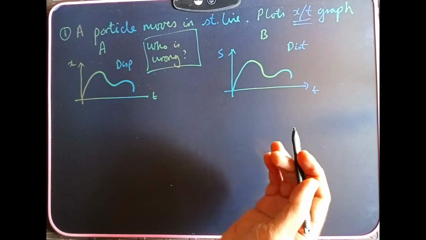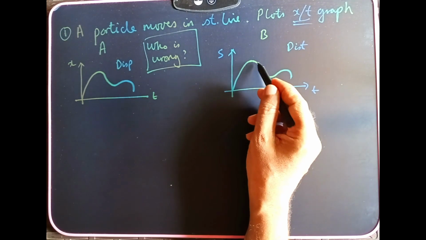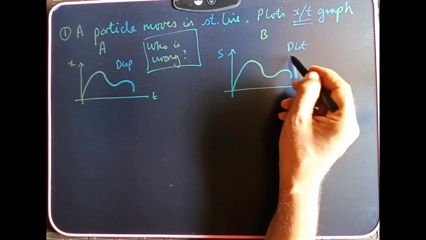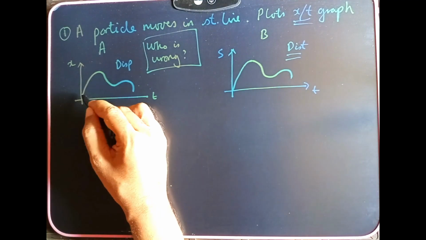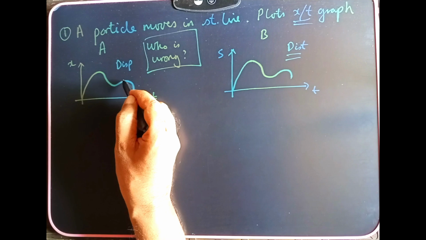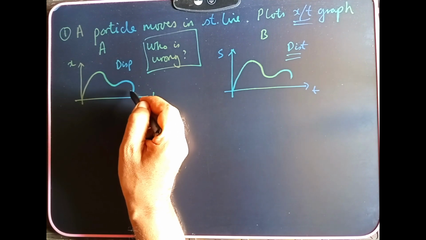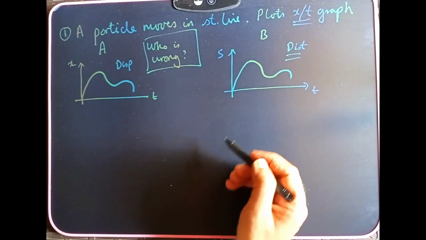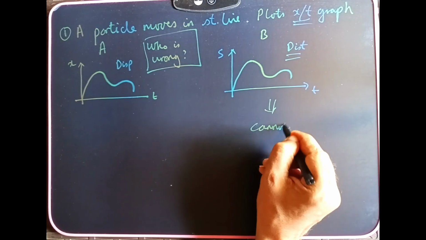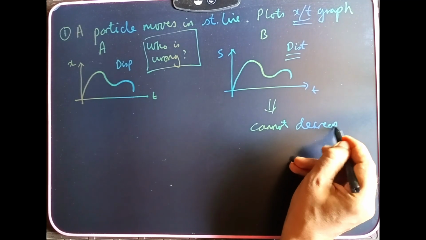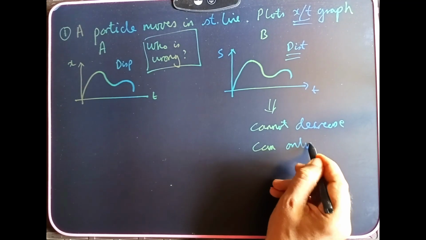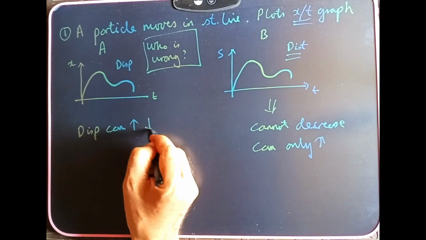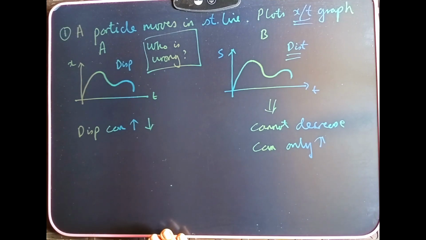But another argument is whether this can be a displacement graph. Can it be a displacement graph? Yes, it can be a displacement graph, but it is not a distance graph. Displacement can increase or decrease based on the position of the object. But distance is the total path covered. It can only increase, it cannot decrease. I hope this is clear. We'll go to the next problem now.